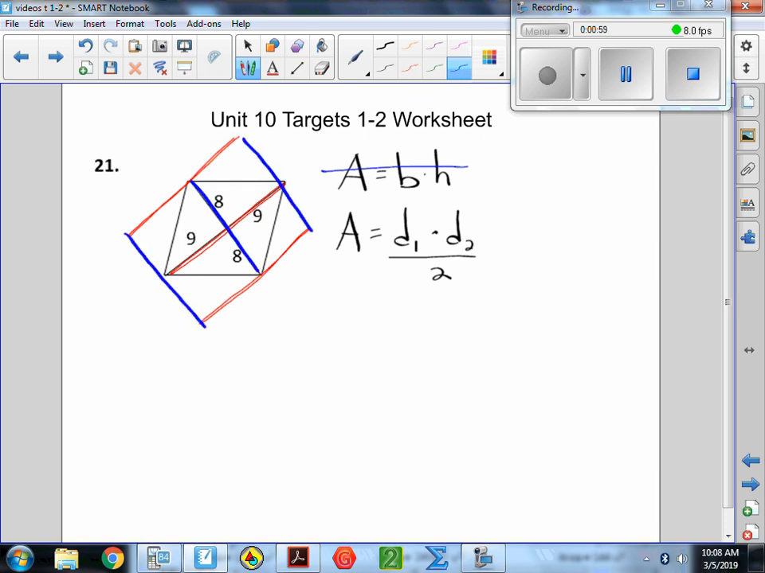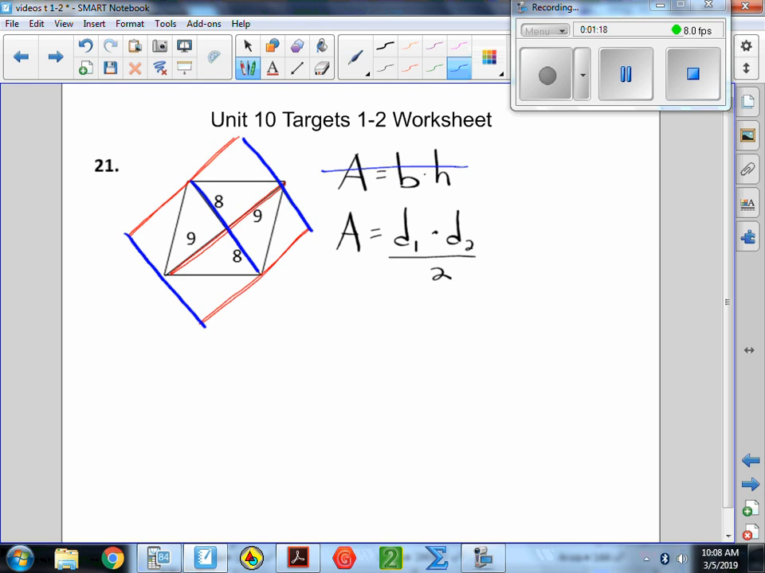And so what I did is I made a large rectangle. The large rectangle has an area of the red line times the blue line, the base times the height. The area of the rectangle is exactly double the size of the rhombus. So that's why I have to do a divide by 2.